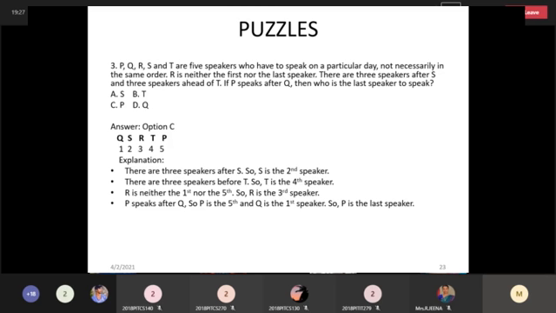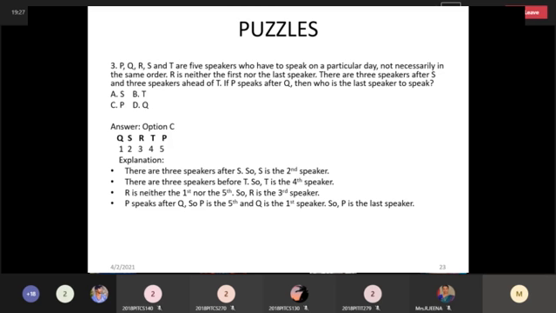R is neither the first nor the fifth. So R is the third speaker. P speaks after Q. So P is the fifth and Q is the first speaker. So P is the last speaker.